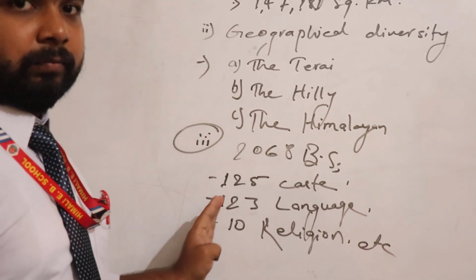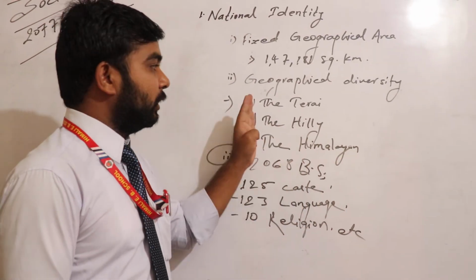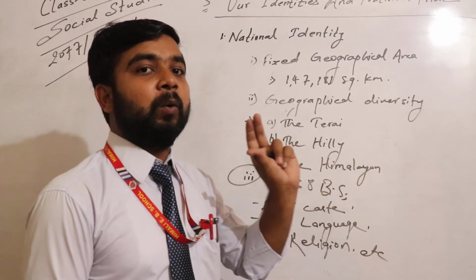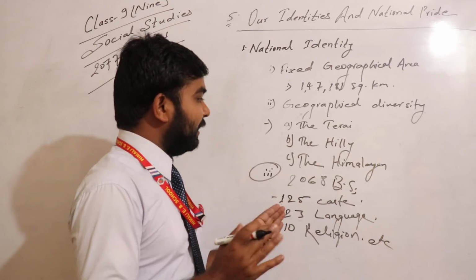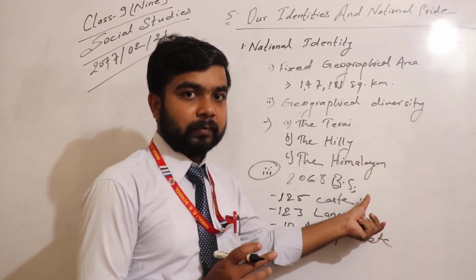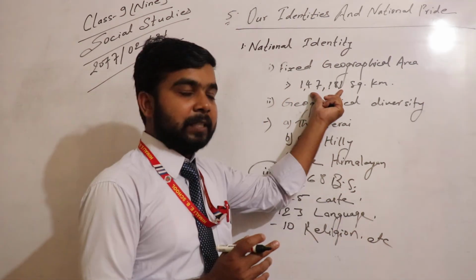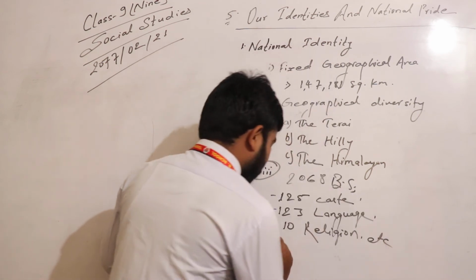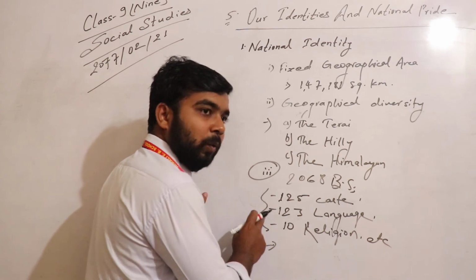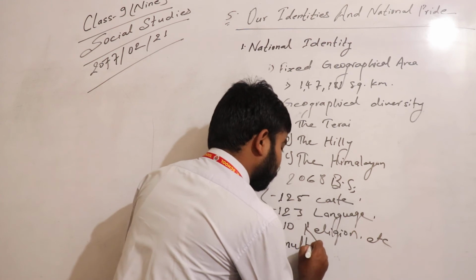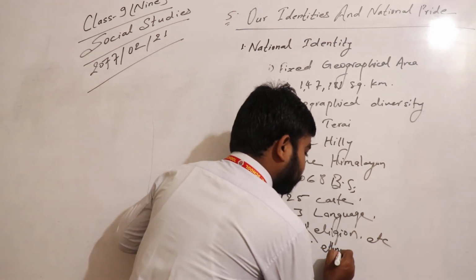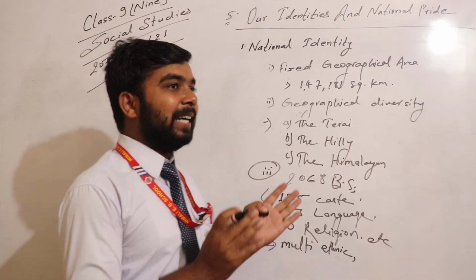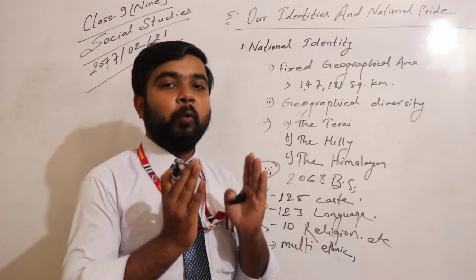So all these characteristics of our country identify us in the remaining parts of the world outside our country, throughout the world, and show that our country has these things. It means our country has an area of this much, and geographical diversity. With reference to this data, we can say that our country is a multi-ethnic, multicultural, multilingual, multi-religious country. So all these characteristics give national identity to us people.